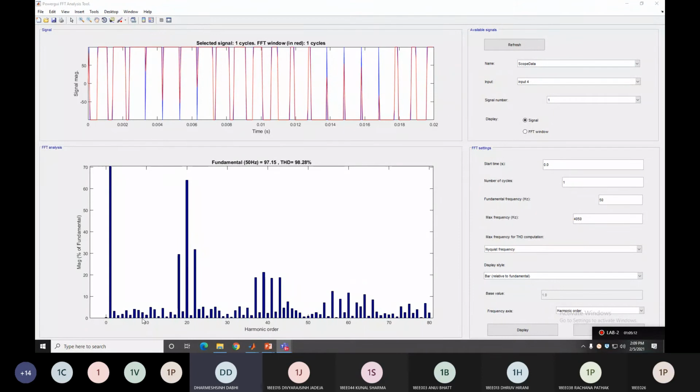But at the same time, you can see that the magnitude of higher order harmonics is increasing. You see this peak. This is the maximum harmonic contribution, and this is the 20th order harmonic. Why only the 20th order harmonic?